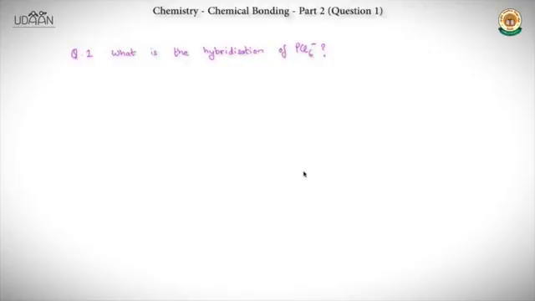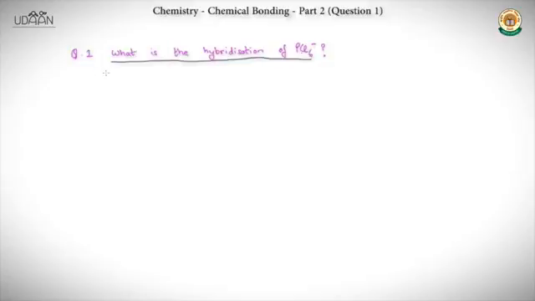So now that we're done with chemical bonding, or at least the theory part of it, let us try and understand these concepts better using some questions. So the first question that we will do today is, what is the hybridization of PCl6-? So Devansh, why don't you tell us some ways to solve this question?